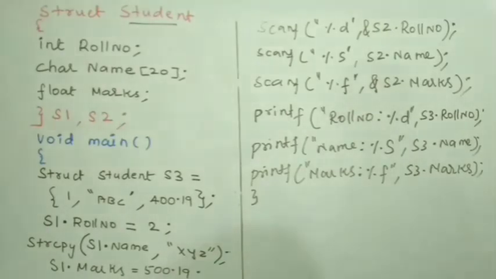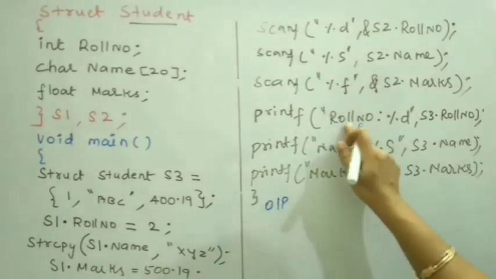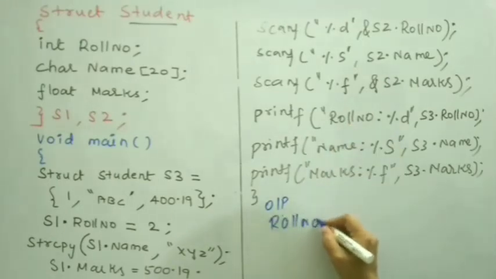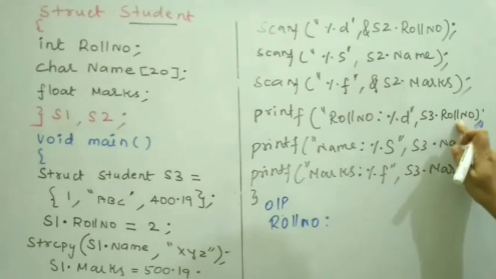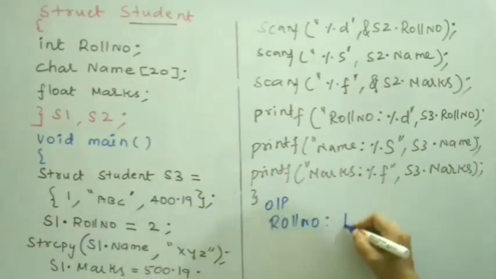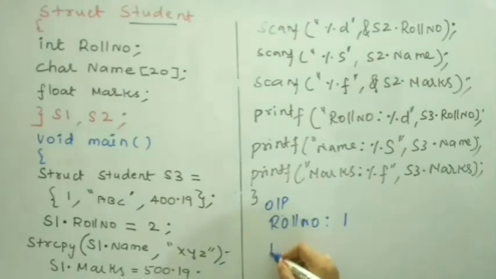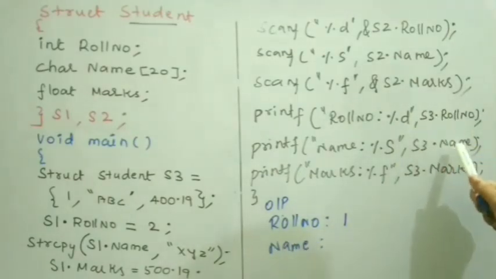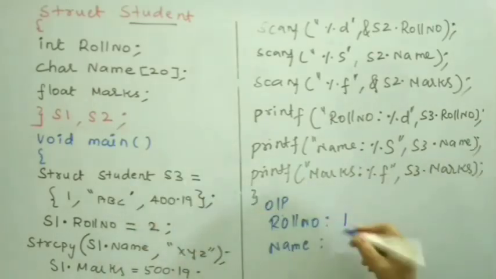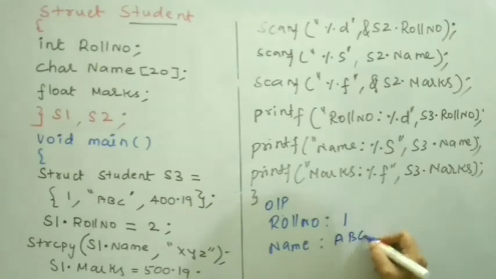If we look into the output of this program, the first output will be roll number. The roll number I am printing is the roll number of structure variable s3. s3's roll number is 1, so 1 will get printed. And then name. The value of the data member name of structure variable s3 is abc, so abc will get printed.